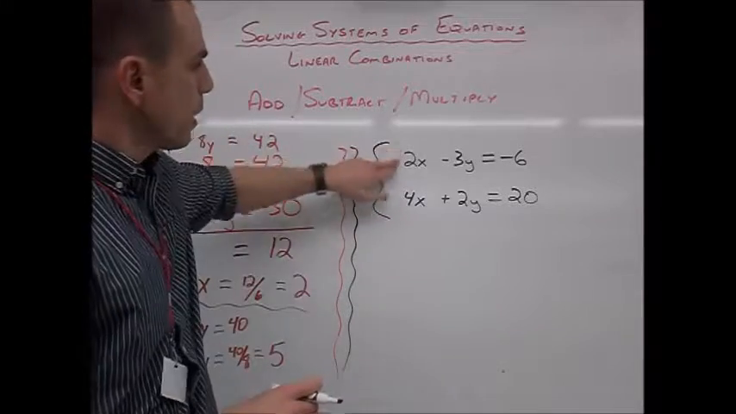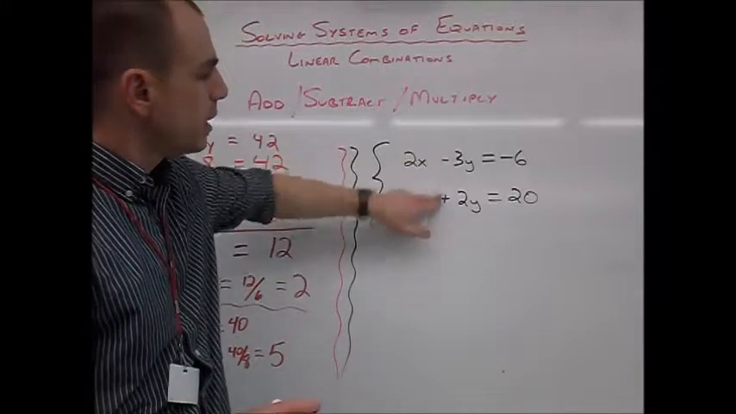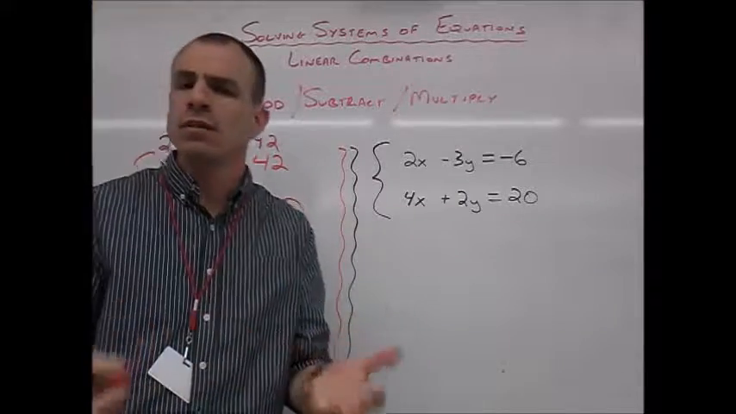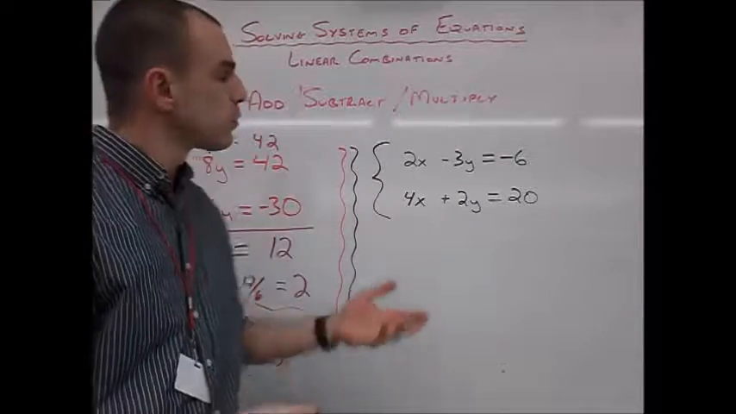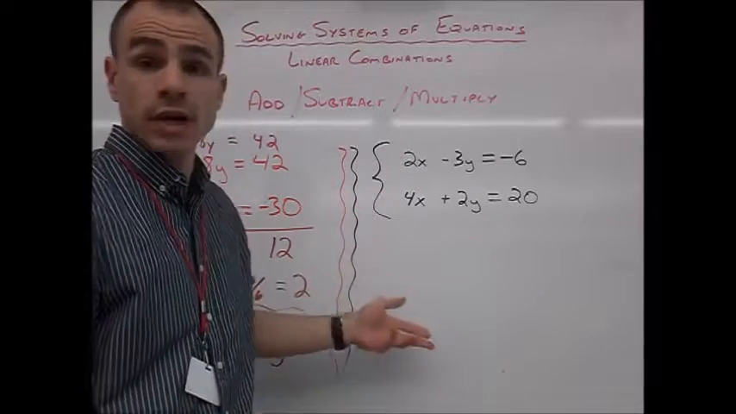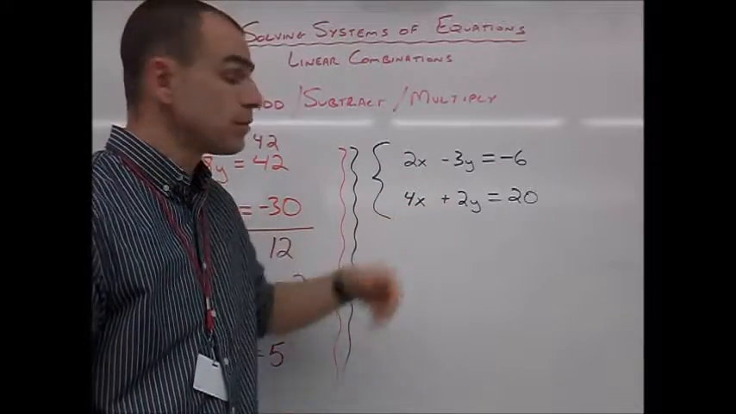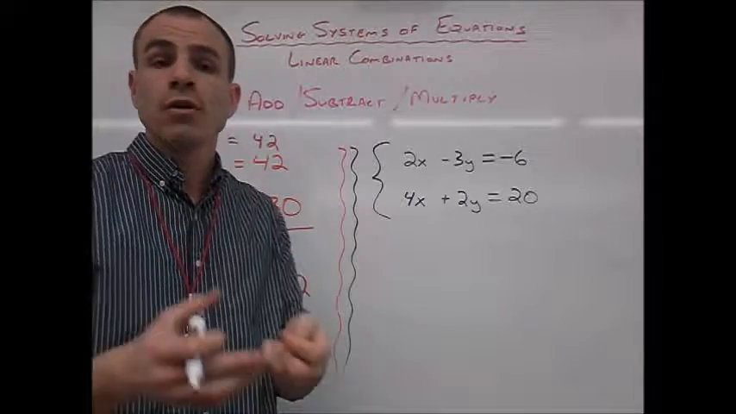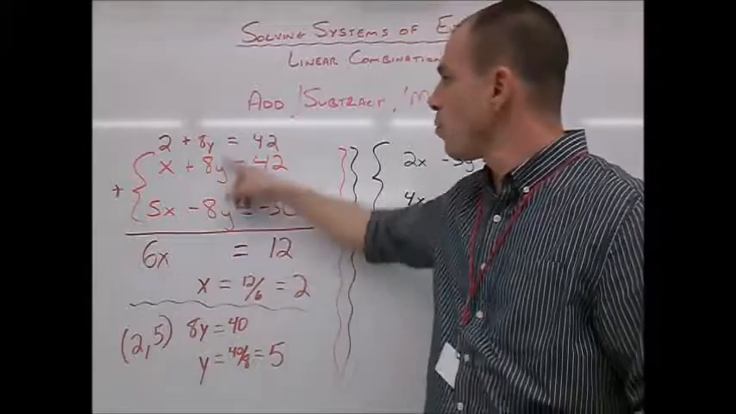If we add right away, we get 6x, and we get the opposite of y. Neither of the variables go away. If we subtract, once again, neither of the variables go away. 2 minus 4 is negative 2. Negative 3 minus 2 is negative 5. Our goal is to get one of the variables to wipe out.